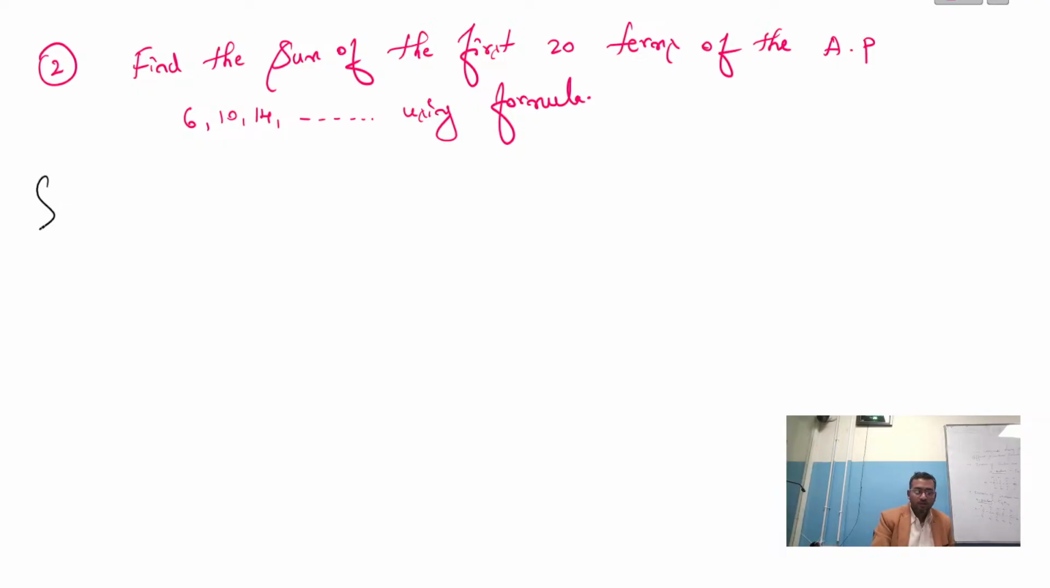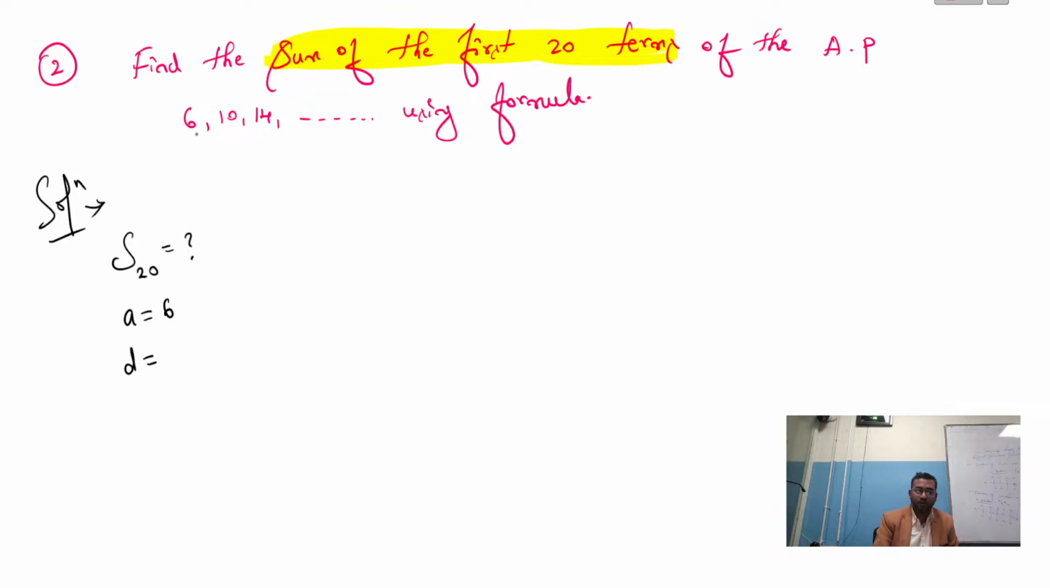Okay, now let me solve this problem. What is the question? Find the sum of the first 20 terms. Am I right? Finding the sum of the first 20 terms means they are asking us to find the value of S20. In this, they have given the first term, the value of the first term is 6, and they have given the common difference.